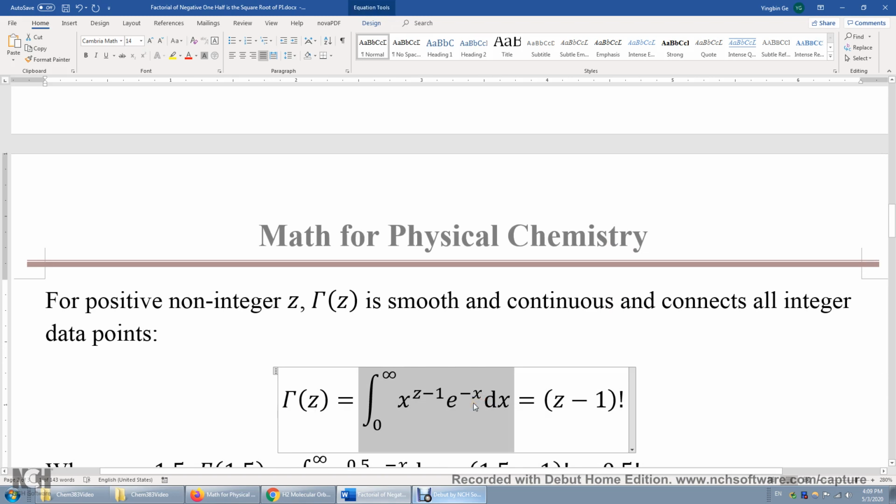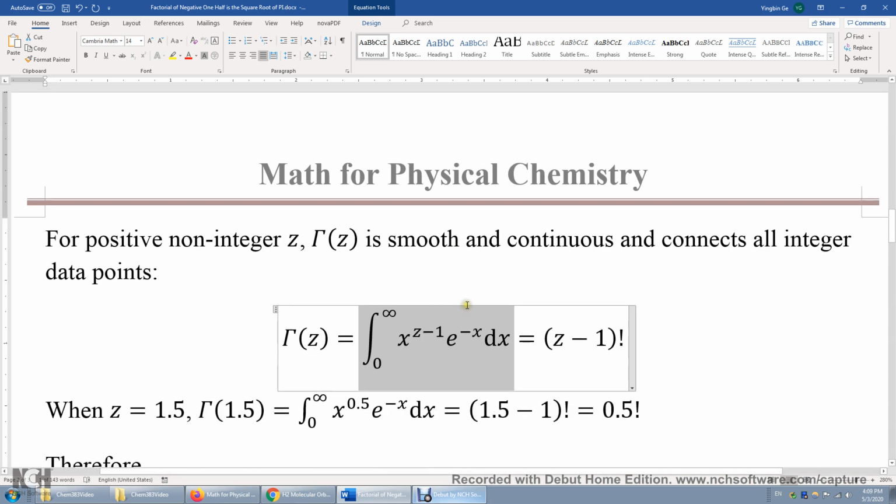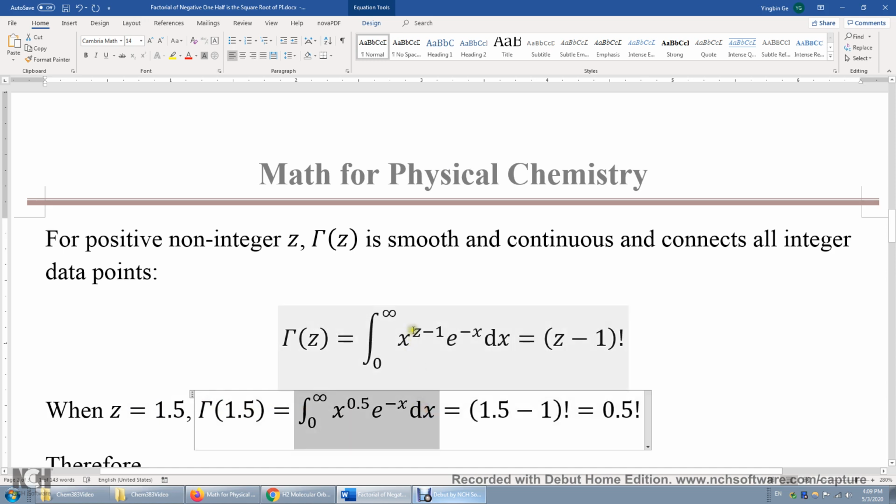It's a continuous function in the positive range, and it's smooth. So this function not only works for those integer data points, integer z's, it also works for those non-integer z's. All right, so now let's look at 0.5 factorial. When z equals 1.5, gamma of 1.5 is this. We just plug in z equals 1.5 here, all right?